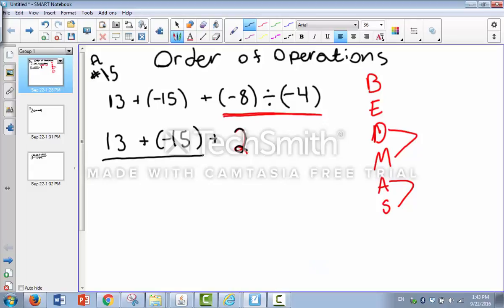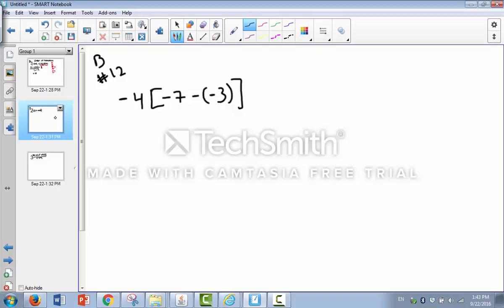Now we're just going to add and subtract left to right. 13 plus negative 15, that's the same as subtracting 15. Adding a negative is the same as subtracting, and you're still going down on the number line. That's negative 2 plus 2, and the answer is 0. It's order of operations number 15 on the extra practice. Let's try the next one.